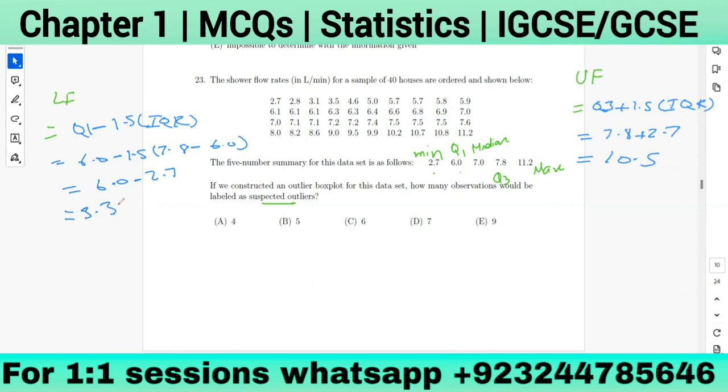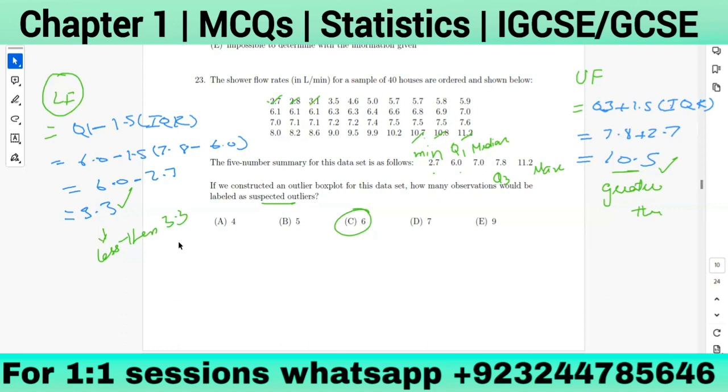I'm glad you did the calculation correctly. Because we know LF and UF tell us about the outliers, any number less than 3.3 and any number greater than 10.5 won't be included. Less than 3.3 is 3.1, 2.8, 2.7. Greater than 10.5 is 10.7, 10.8, 11.2. So 1, 2, 3, 4, 5, 6, six numbers in total are the outliers and won't be included. Got it? Okay.